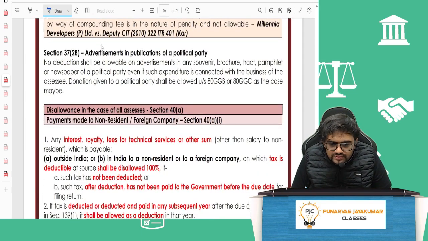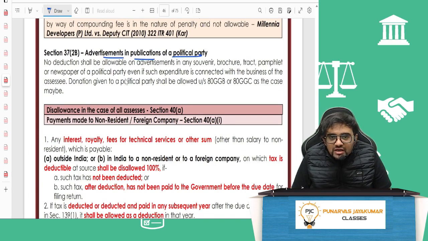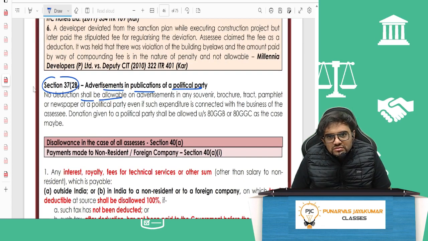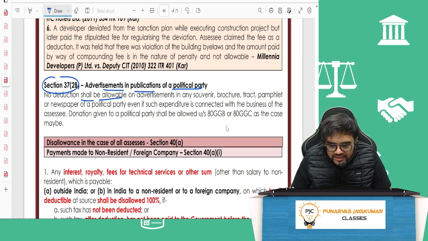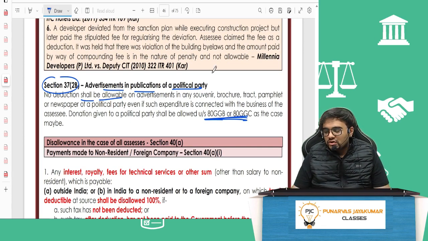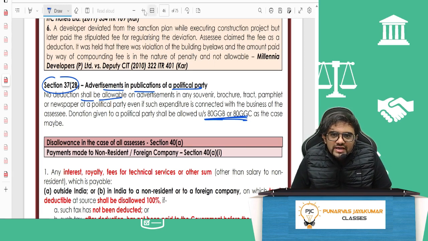And any advertisement in publications of a political party, there will absolutely be no deduction allowable to such advertisements, souvenir, brochure, etc. But guys, it's one scam. In 37(2B), it is disallowed. But all donations are allowed as deductions under 80GGB or 80GGC. Allowed under 80GGB or 80GGC.